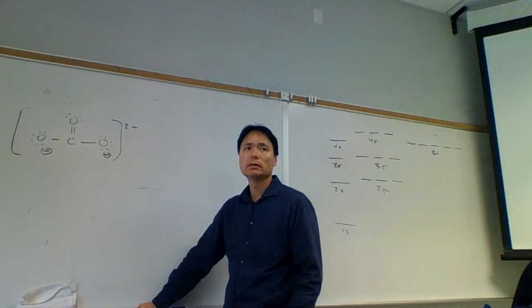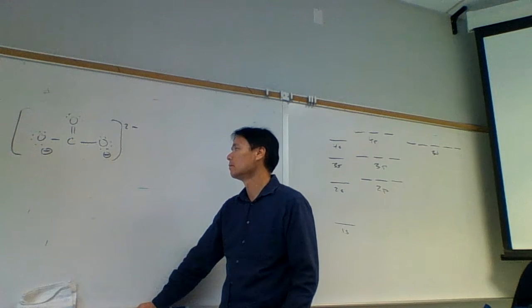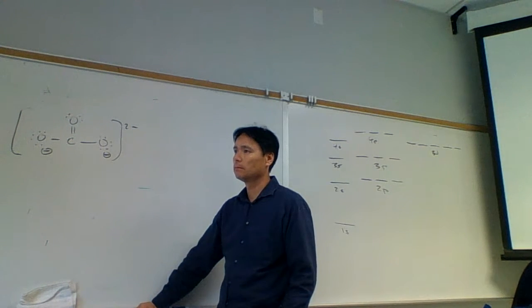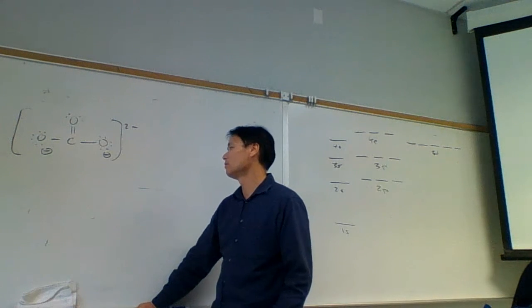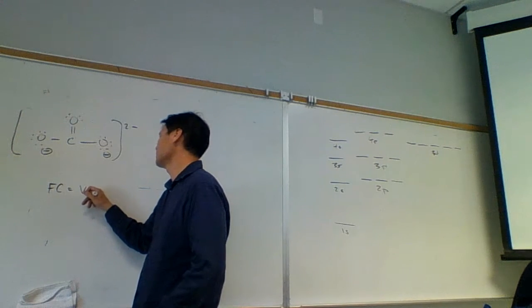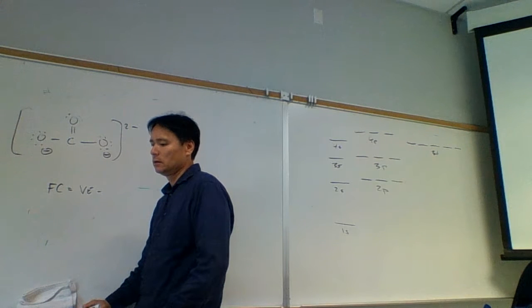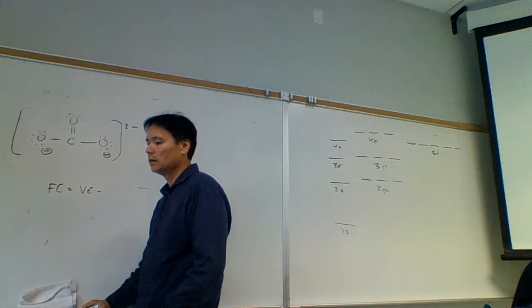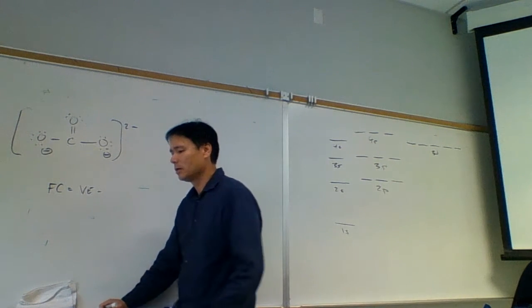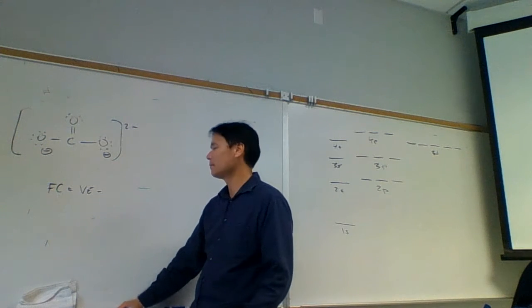How do you calculate the charges? The formal charge? Valence electrons minus the electrons that the atom contributes. Yeah, there's a formula for formal charge. The formal charge is equal to the valence electrons minus the electrons that the atom contributes, or the number of electrons the atom has.